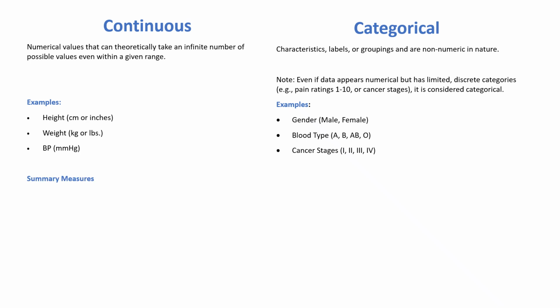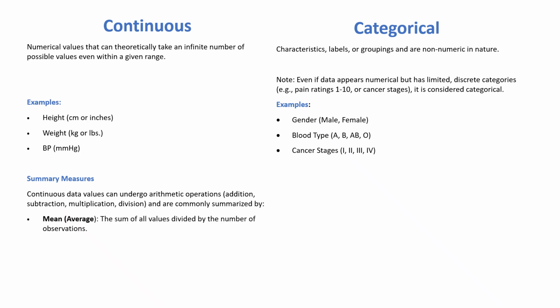When it comes to summarizing continuous variables, we just learned that they can undergo arithmetic operations such as addition, subtraction, multiplication, or division. So they are summarized by the mean, for example, which is simply the sum of all values divided by the number of observations, as we learned back in elementary school.